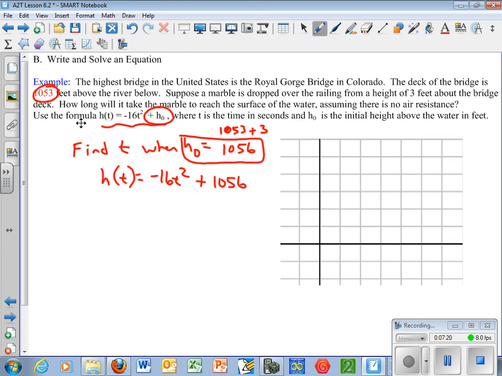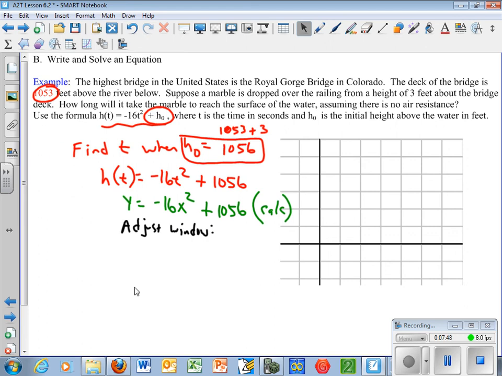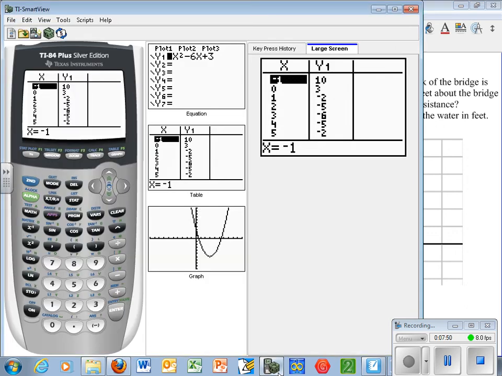So we're going to go ahead into the graphing calculator and put, except for we can't put t's in, so we're going to put in x squared there instead. So this is what I'm going to put in my calculator. Negative 16x squared plus 1,056. We are going to have to adjust our window. And I'll show you how to do that on the graphing calculator. But let's go ahead and put in negative 16x squared plus 1,056.